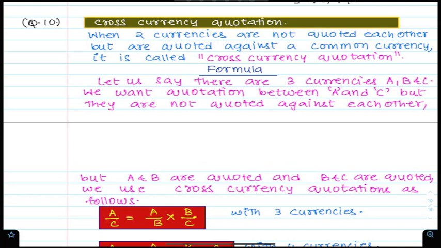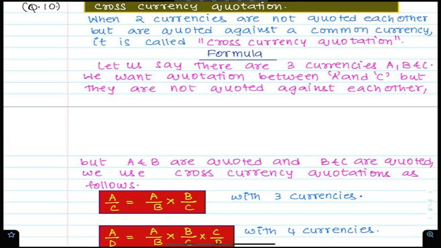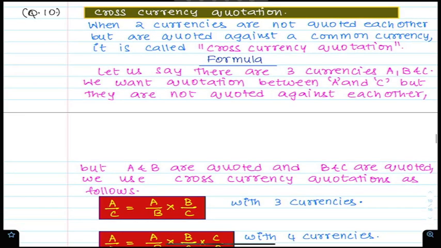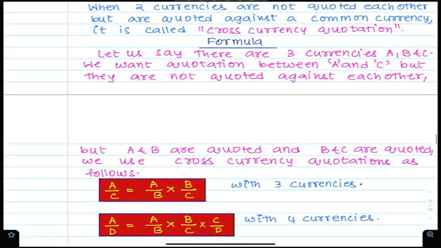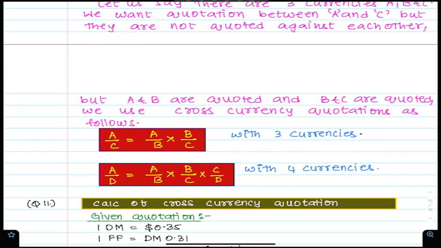When two currencies are not quoted against each other but are quoted against a common currency, it is called a cross currency quotation. Formula: let us say there are three currencies A, B and C. We want the quotation between A and C, but they are not quoted against each other, but A and B are quoted and B and C are quoted. We use cross currency quotations as follows: A by C equals A by B into B by C. With four currencies, A by D equals A by B into B by C into C by D. Then B and C will all become base currencies.